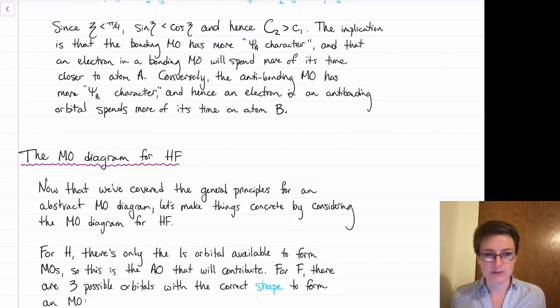So what I'd like you to do at this point is pause the video and try to answer the following question. Of the different types of orbitals that are available to fluorine, 1s, 2s, 2px, 2py, and 2pz. Excuse me, that's 5 different types of orbitals. Which have the right, or compatible, shapes to be able to form an MO with hydrogen? Go ahead and pause the video and answer the question: which of fluorine's atomic orbitals have the right shape to combine to form a bonding and an antibonding MO with hydrogen's 1s orbital?